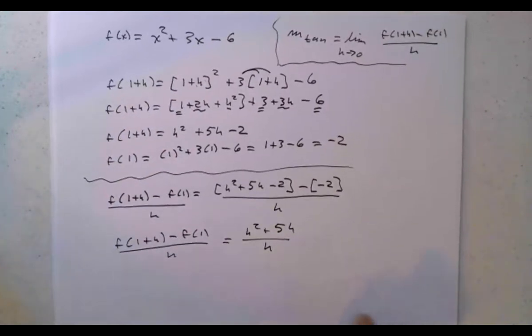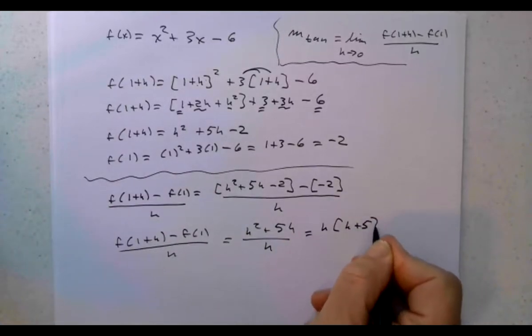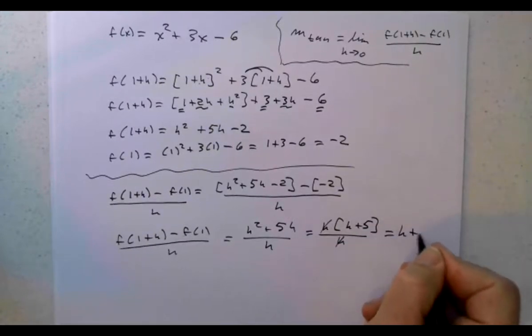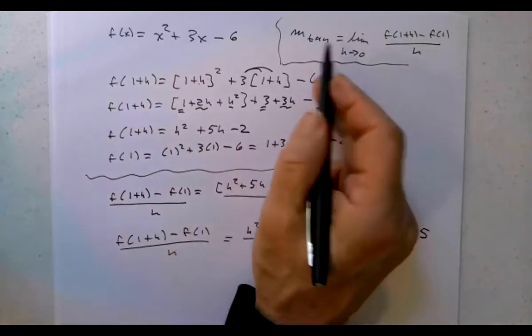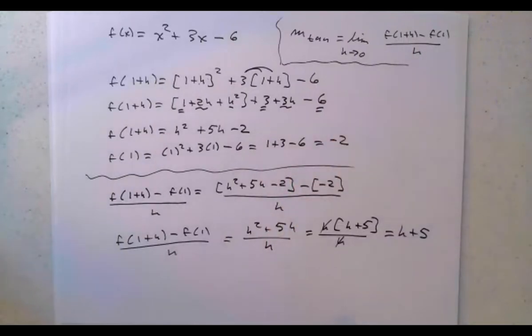And the h's can divide out. Let's factor out the h. H times h plus 5 over h. The h's divide out, and the result is h plus 5. But again, keep your eyes on the goal. The slope of the tangent is the limit as h goes to 0 of that.